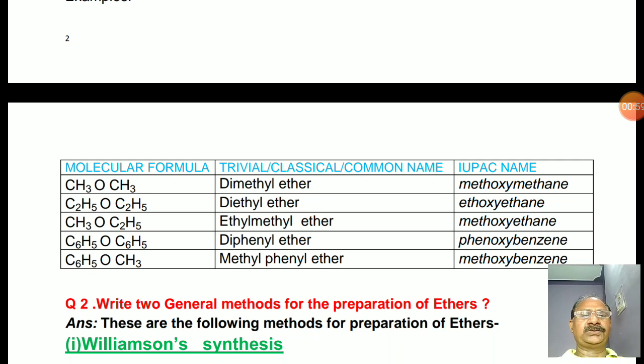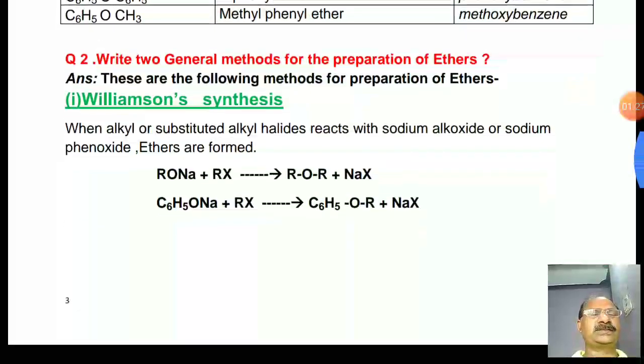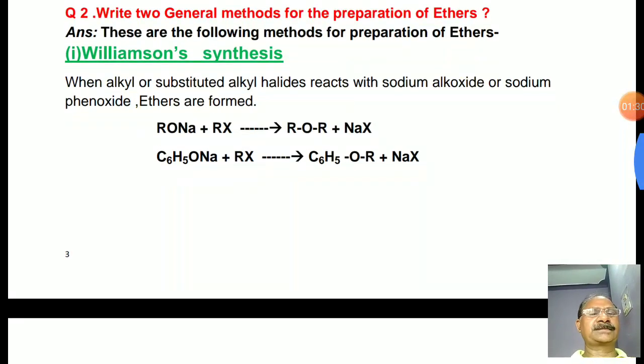Some examples of important ethers, their molecular formula, trivial or common names, and their IUPAC names are as follows. For example, dimethyl ether, IUPAC name is methoxymethane. Diethyl ether, IUPAC name is ethoxyethane. Ethyl methyl ether, IUPAC name is methoxyethane. Diphenyl ether, IUPAC name is phenoxybenzene. Methyl phenyl ether, IUPAC name is methoxybenzene.